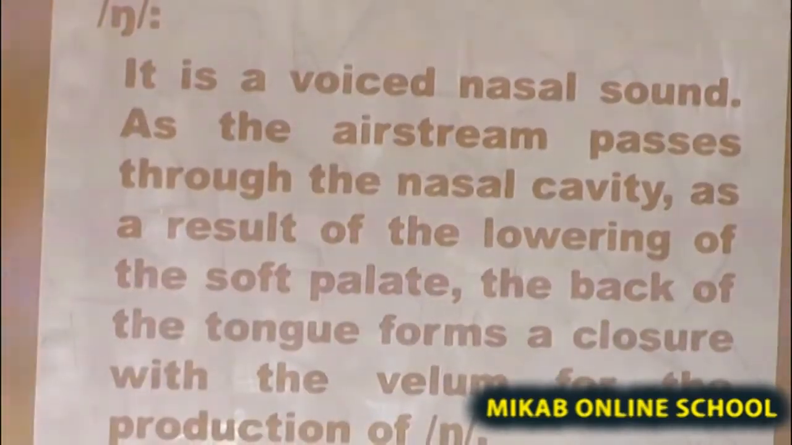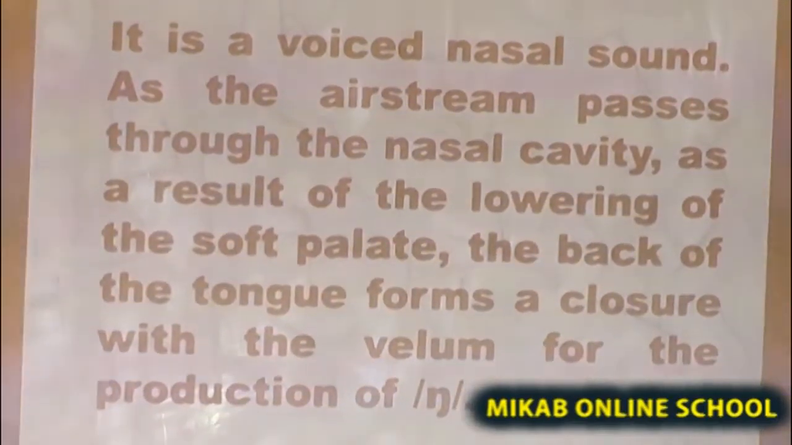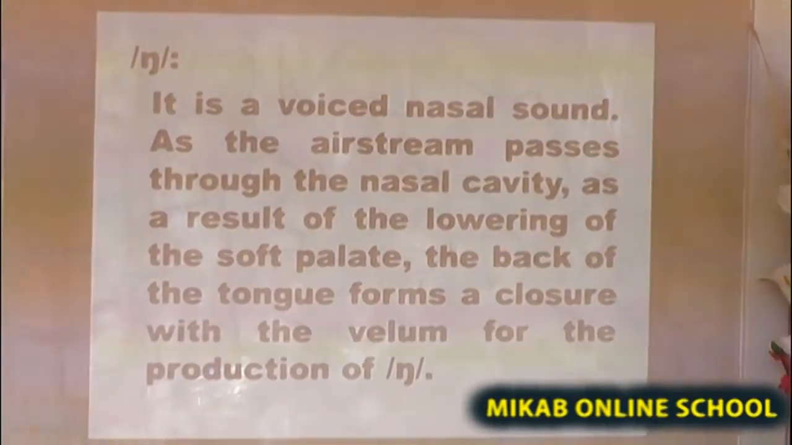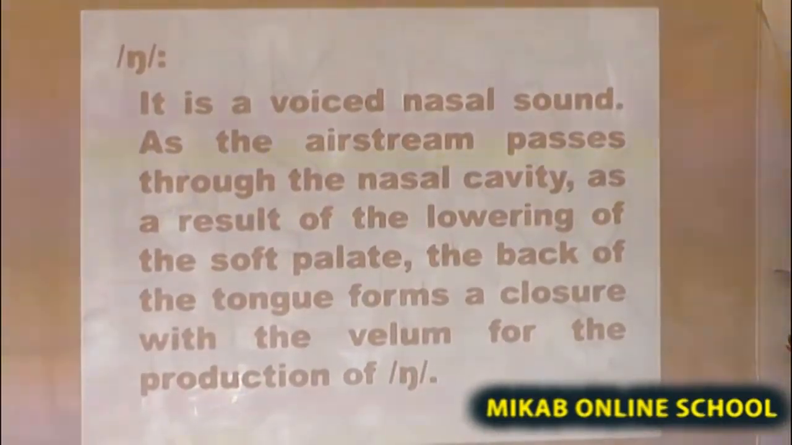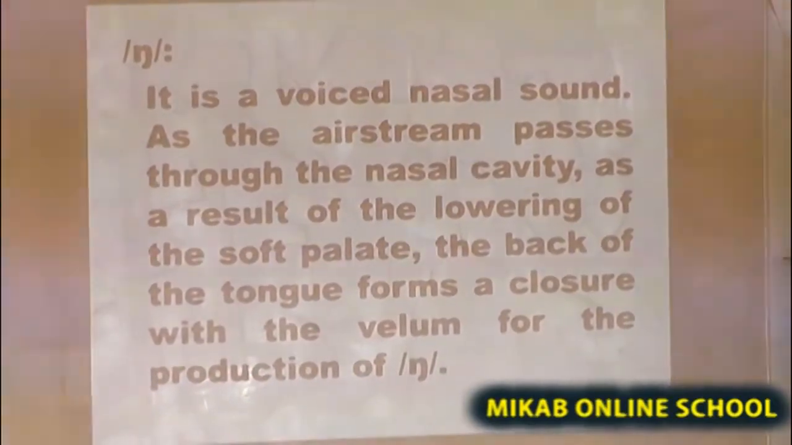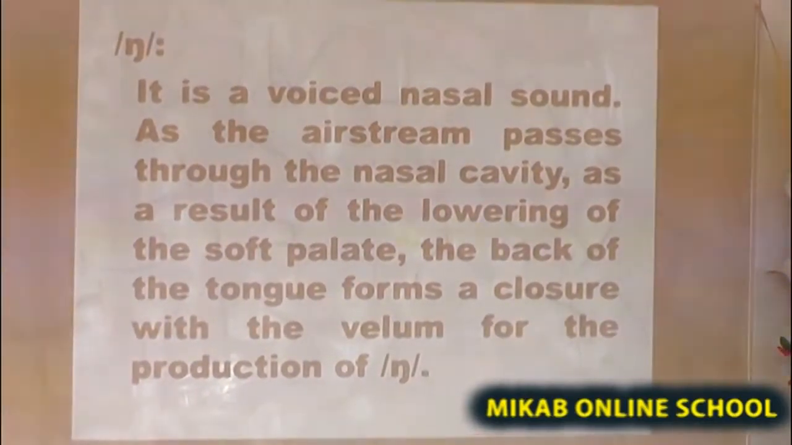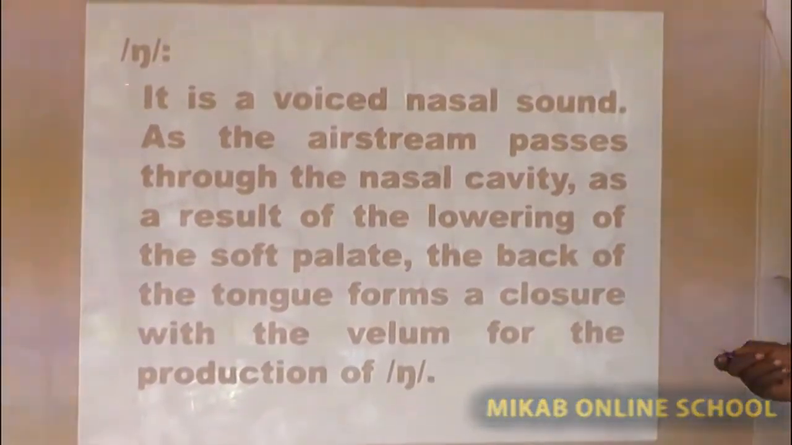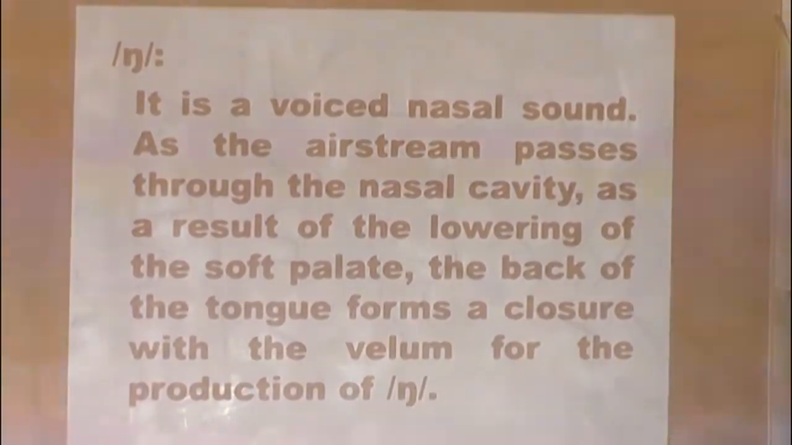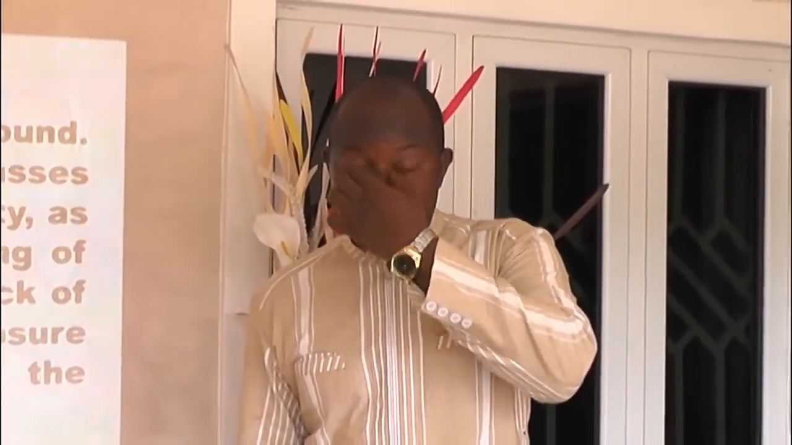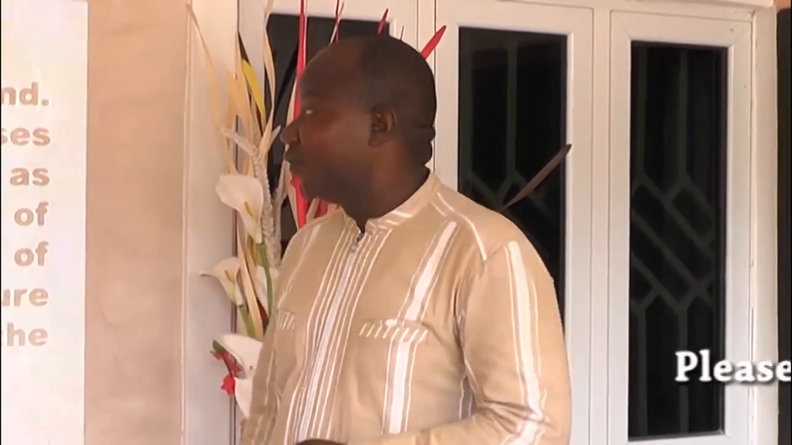The next sound is also a nasal sound. Here, as the airstream passes through the nasal cavity as a result of the lowering of the soft palate, the back of the tongue forms a closure with the velum for the production of this sound. As I told you, it is a nasal sound. It is pronounced in the nose, like you have in thing, king, and so on and so forth.